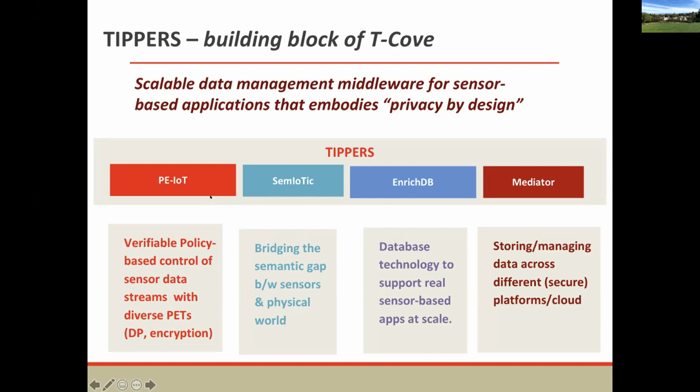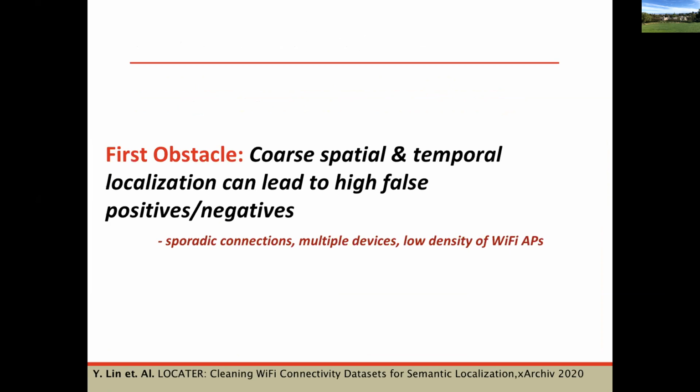But the one that's interesting from the perspective of this workshop is the technology called PIoT, which is the privacy-enhanced IoT system that we have designed. What it is, is verifiable policy-based control of sensor data streams. Essentially, imagine data streams coming from sensors, and you can apply a variety of privacy technologies to them, whether it be differential privacy, encryption, randomization, and so on. All right, that's the one that powers the system.